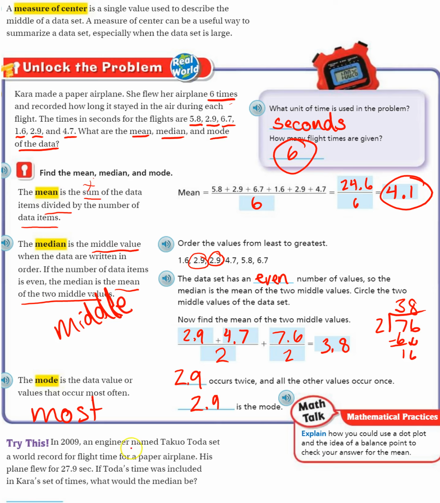Okay, try this. In 2009, an engineer named Takeo Toda set a world record for flight time for a paper airplane. His plane flew for 27.9 seconds. If Toda's time was included in Kara's setup, what would the median be? So his number would be at the end of her data set because that would be the longest. And then we would go in, cancel out one from each side, one from each side, one from each side, and we'd have 4.7 right in the middle.